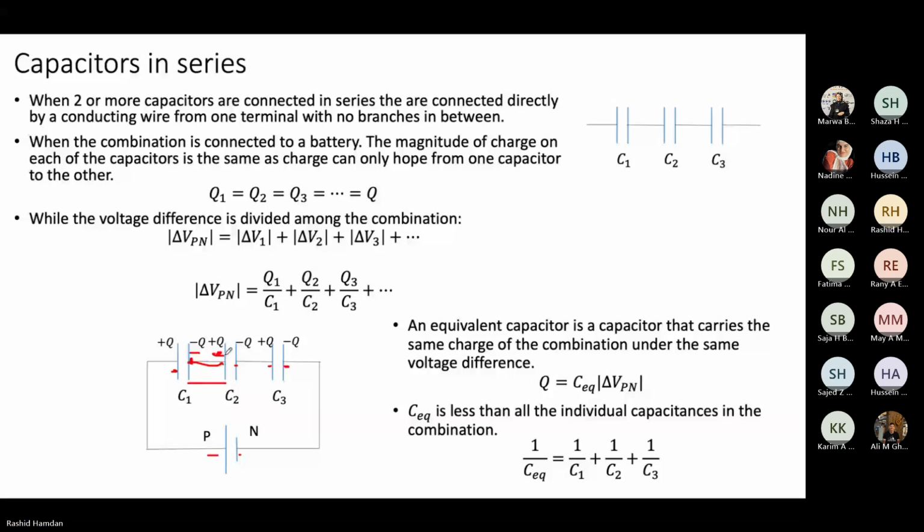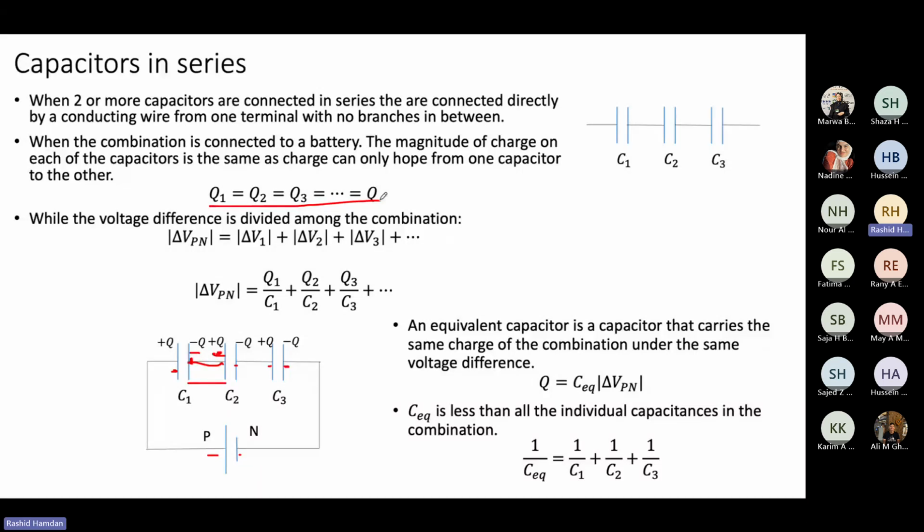So the accumulated charge on C1 and C2 and C3 has to be the same. It's equal to Q because they are connected in series. So charge has nowhere else to go, but to go from one capacitor to the second and from the second to the third, and then of course it depends on how many I have in my circuit.